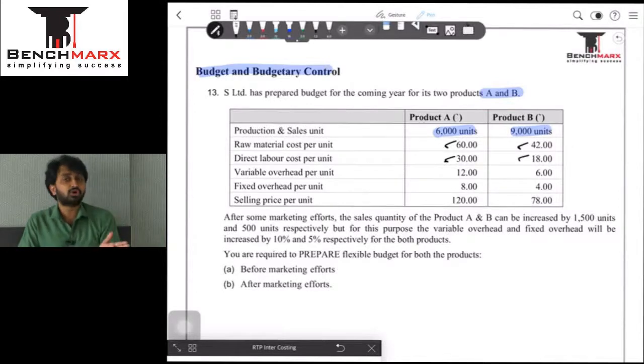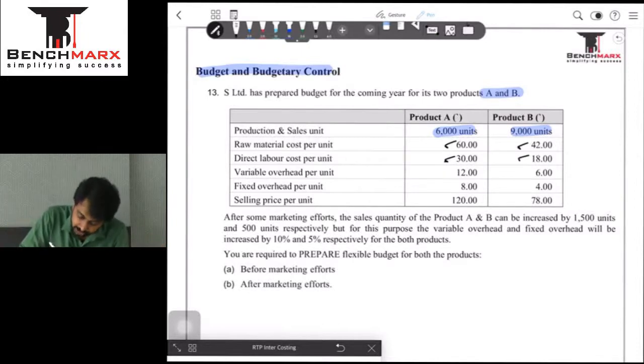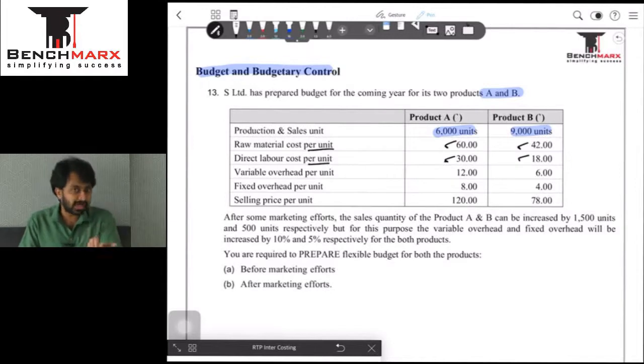Sometimes labor cost may be given per hour, so labor cost per hour into the number of hours taken by each unit will be the labor cost per unit. Rate per hour is different from cost per unit. Rate per hour into number of hours is the cost per unit. Here there is no tension because both are given on a per unit basis. The same can also be for RM. They may give the consumption and they may give the rate.